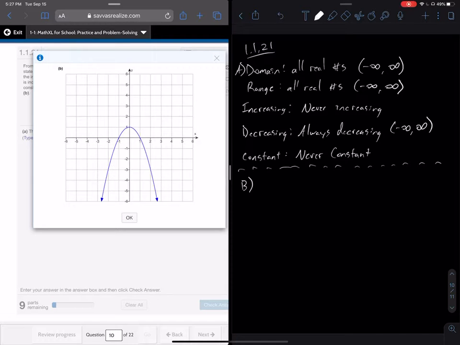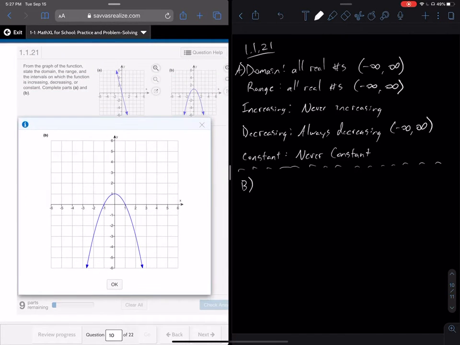So we're doing the same thing here. We're looking for the domain, the range, and the increasing, decreasing, and constant. So my domain on this one goes left forever. Any x value is okay. It's going to keep going left, and it's going to keep going right. So my domain, again, is negative infinity to positive infinity.